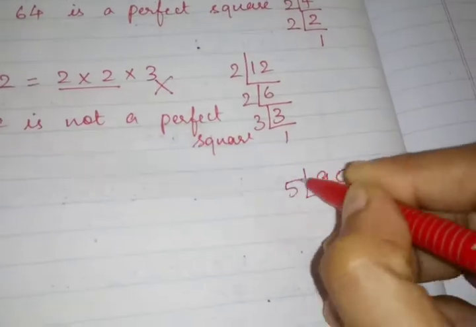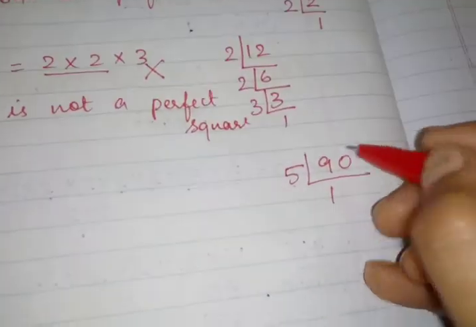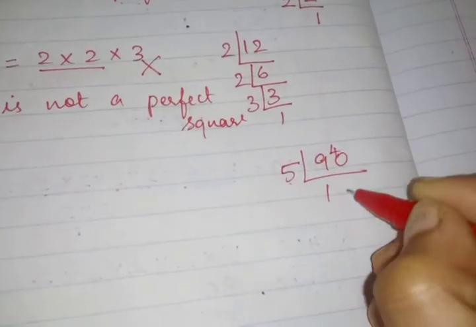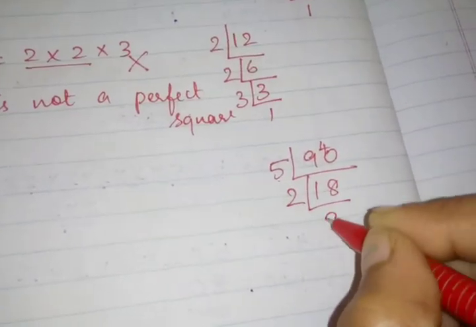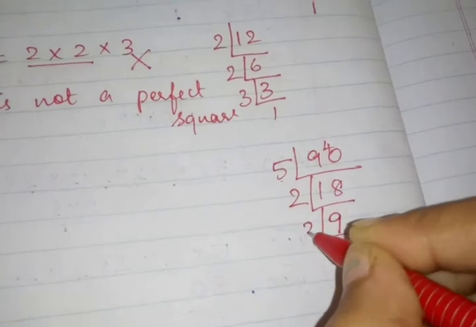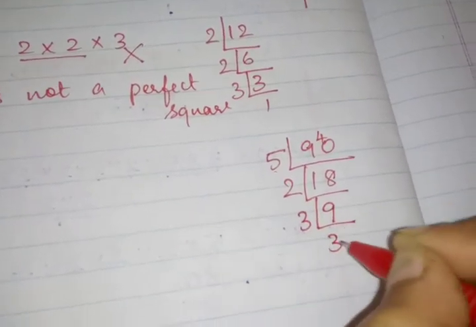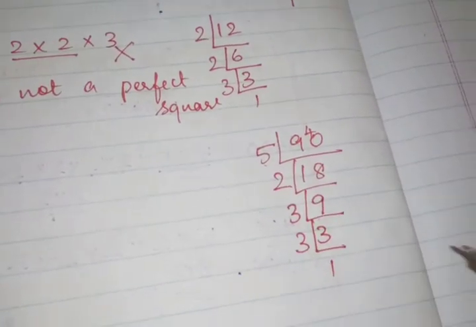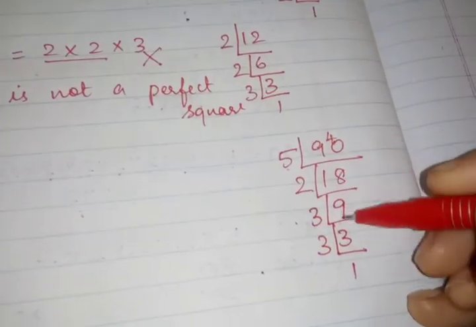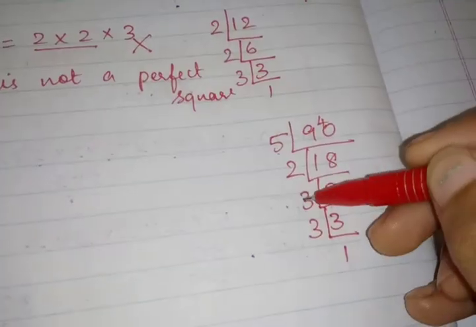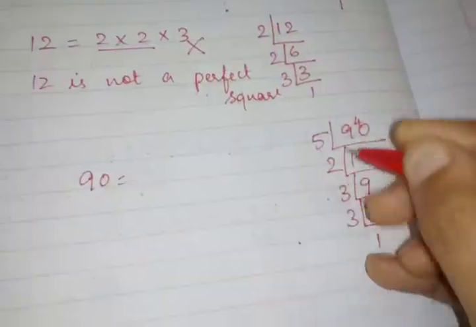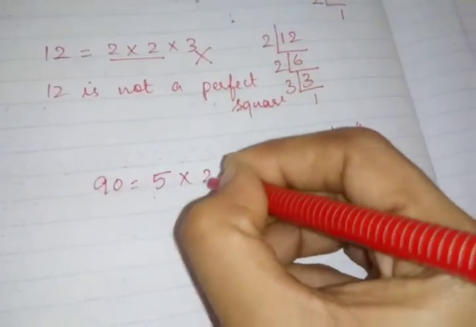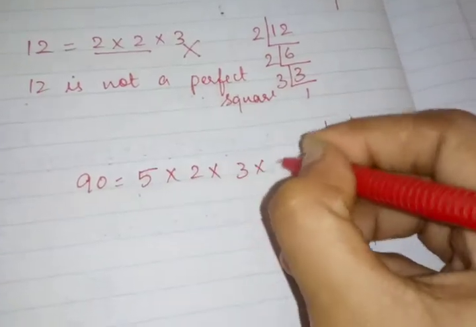In the 5 table, 5 ones are 5, remainder 4, 40, 8 5s are 40. Then in the 2 table, 2 9s are 18. Then in the 3 table, 3 3s are 9 and 3 1s are 3. So how will you write 90? As 5 into 2 into 3 into 3.